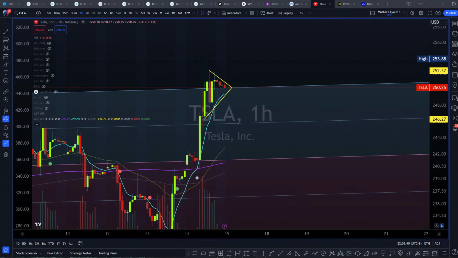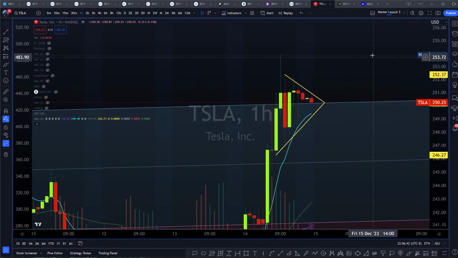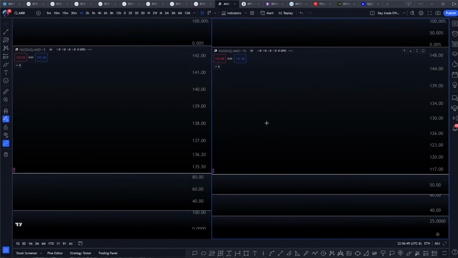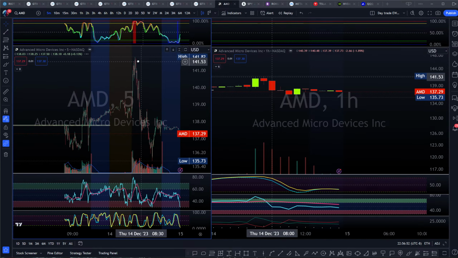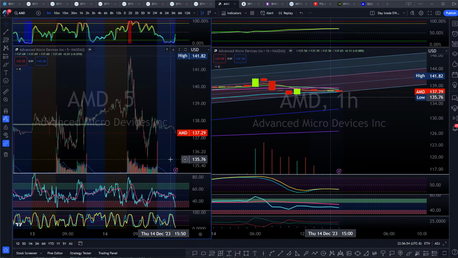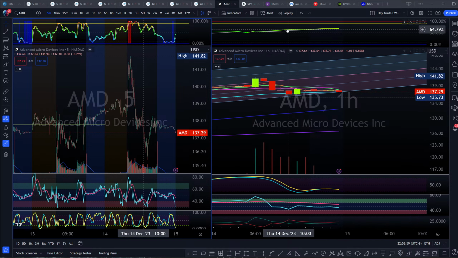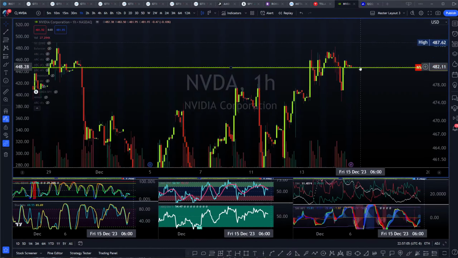You gotta remember Microsoft still looks hella weak. That one was falling like crazy, and AMD was falling like crazy too, dude. That one was capitulating. Look at this, 141 to 135. Damn, that was a good move, a fair move. So Microsoft, AMD, and Nvidia had a pretty nice move to the downside, 486 to 474. It's a fair $8 move to the downside.